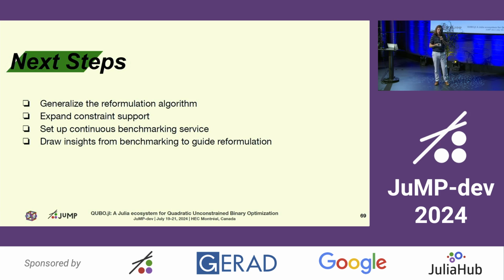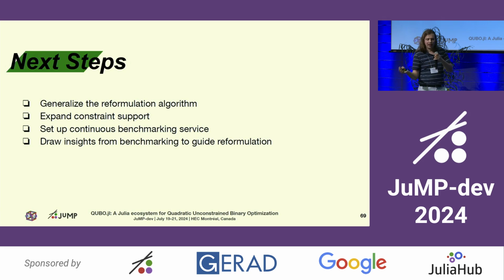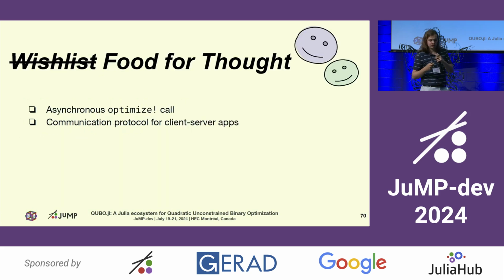We want naturally to expand the constraint support to catch up with the new competitors that we showed up there, and also to account for some constraints that are relevant for the applications we're interested in. And we want to set up this continuous benchmark service that I was talking about before, and use this to draw insights to guide the reformulation. So for these weights that we have in bridges, we could use the results that we get from the benchmarking, knowing which kinds of constraints we have and what kind of code we are generating, and use this to select the best path.